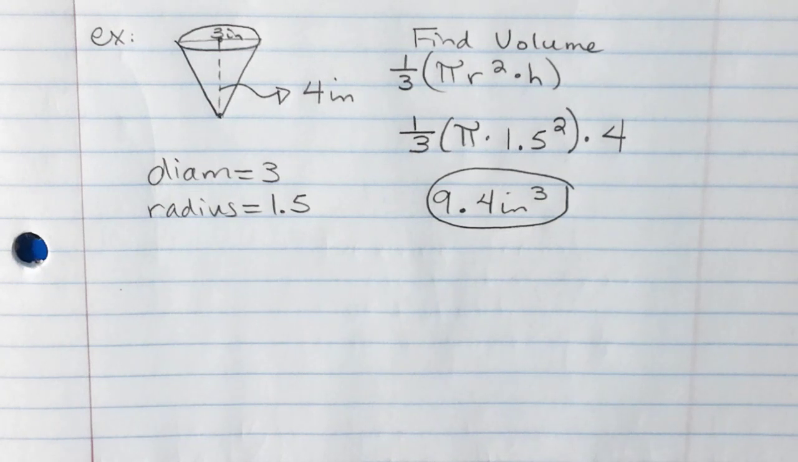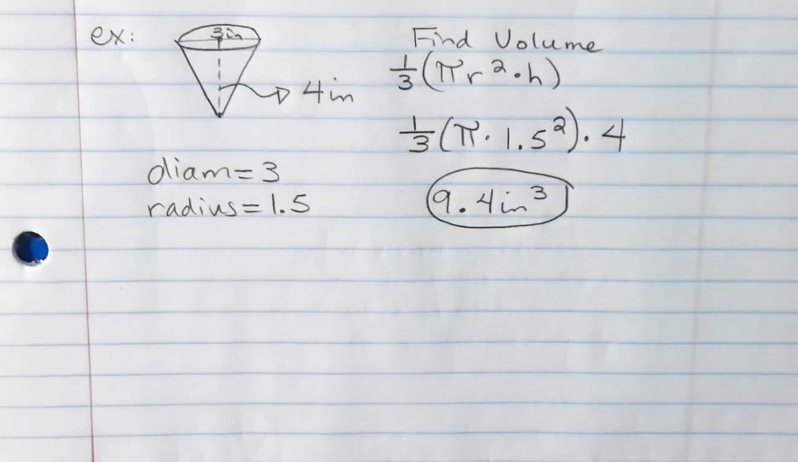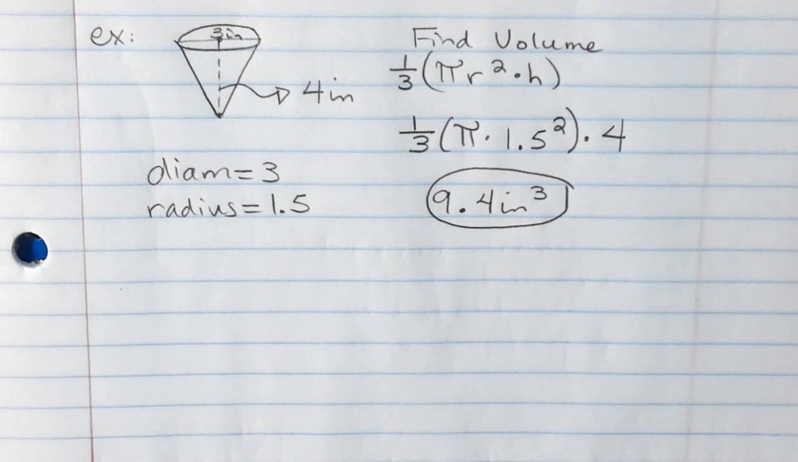And again, that 1/3 is removing all of that volume that would fill if we were talking about a cylinder or a can. Do you guys have any questions on the volume of a cone? Okay. So let's talk about another one. Let's talk about a pyramid.